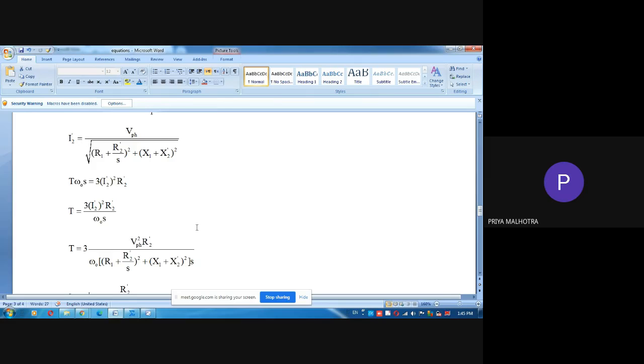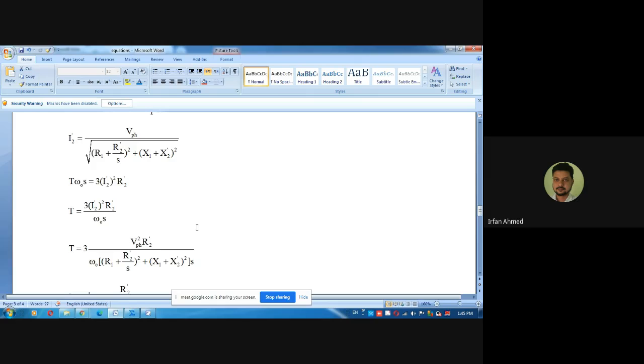Okay. So at this point in our syllabus, are we able to change the value of the applied voltage, VPH? No, sir. So VPH is fixed. Yes, VPH is fixed. That means VPH is not a variable.